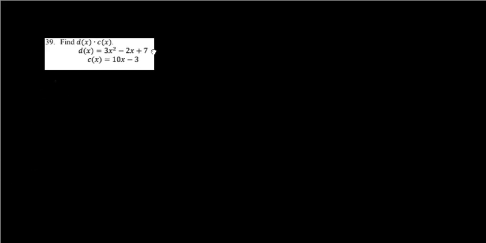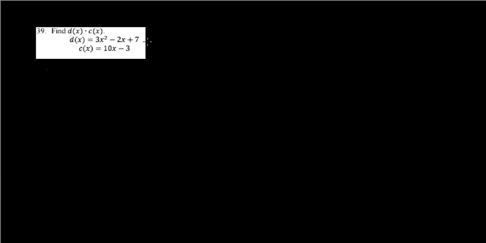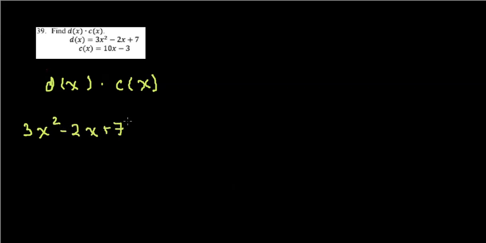Number 39. I'll give you a couple seconds to work on it. Okay, I'm just going to rewrite this function. So d of x times c of x. And so d of x is equal to 3x squared minus 2x plus 7. So put this all in parentheses. And now you're multiplying it by c of x, which is 10x minus 3. And we're trying to find what this equals.